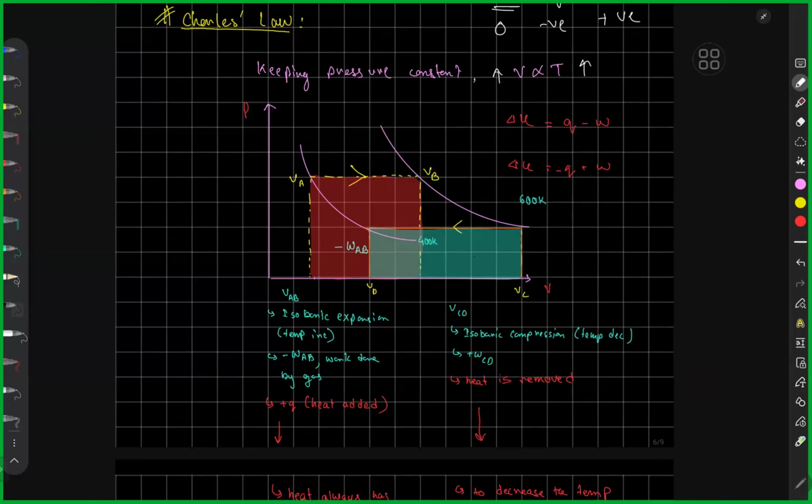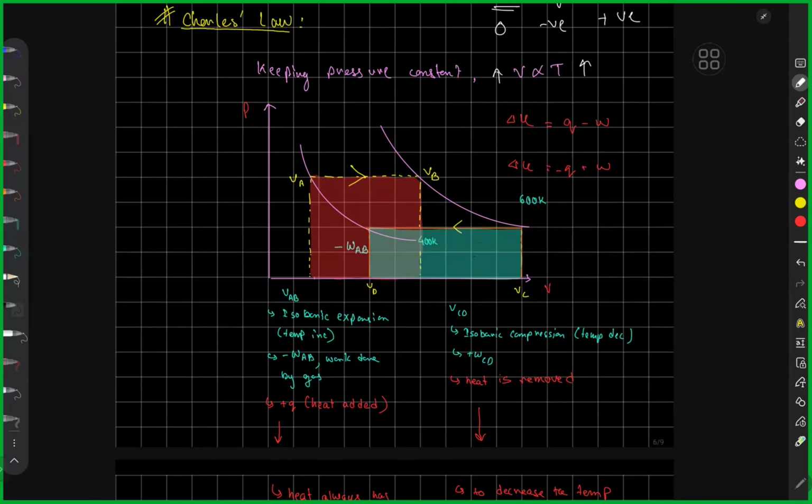And what are we going to do? We're going to change the volume, keeping the pressure constant. Look at the red graph. Don't look at the green one right now. I'm going to look at the red one right now. I'm going to explain the red shaded area first.